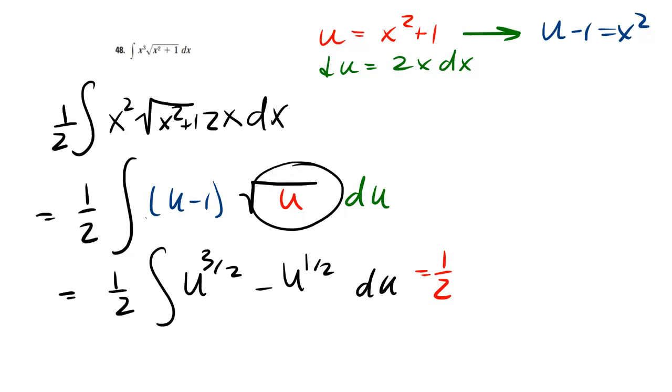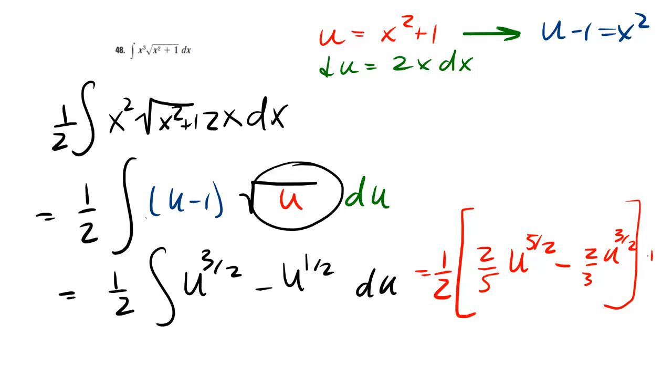The 1/2 coming along for the ride. I'm going to use some nice big brackets. U to the 3/2 goes up 1 power, so 5/2. Multiply by that upside down to cancel it if I had to take a derivative. So there's the integral of the first one, minus, likewise, the second, all plus a constant.